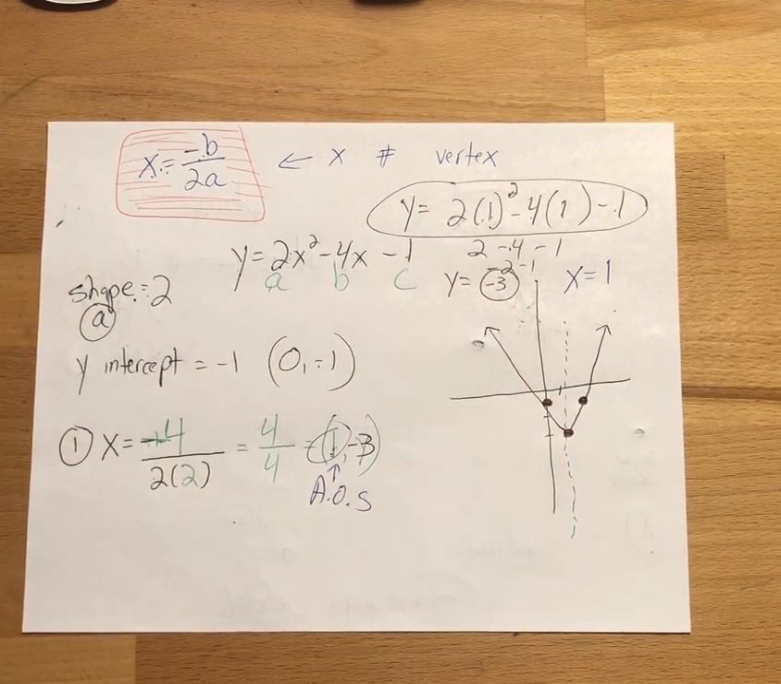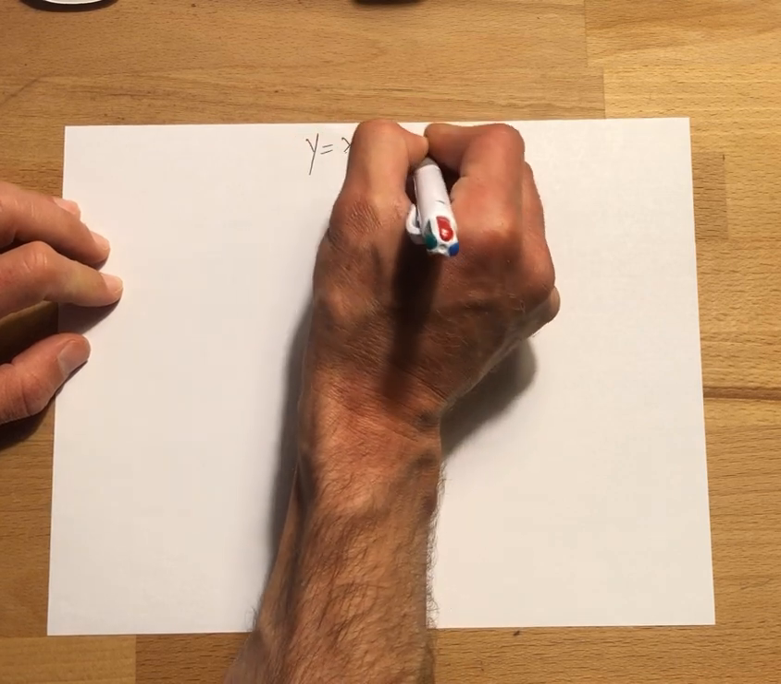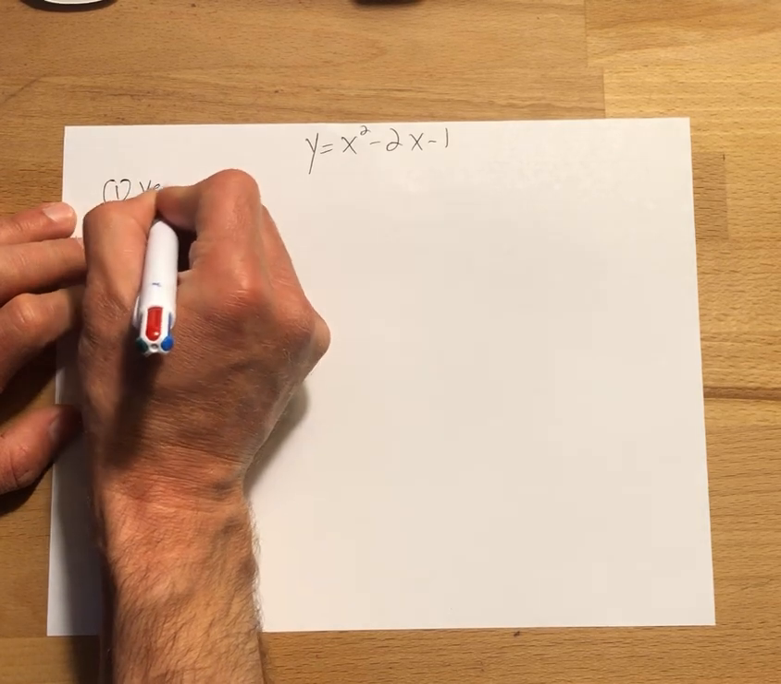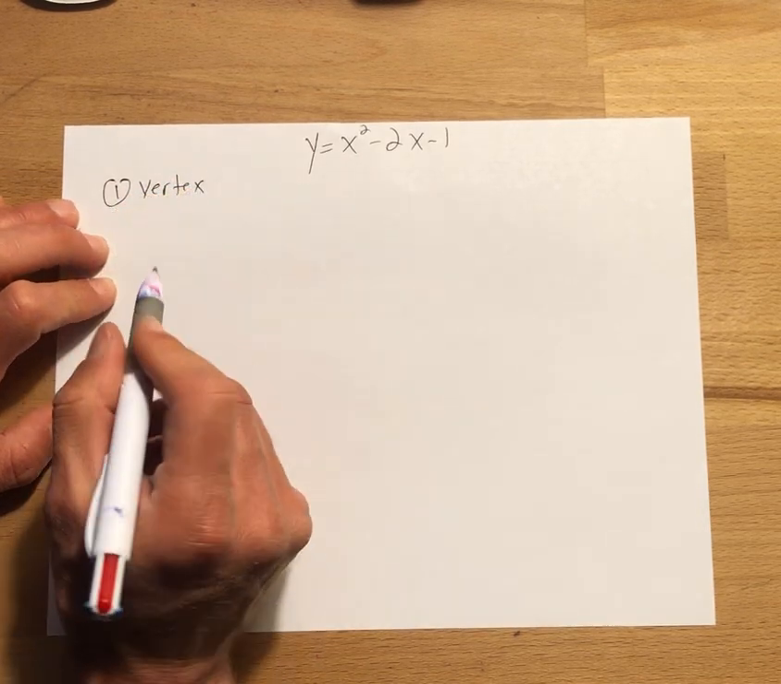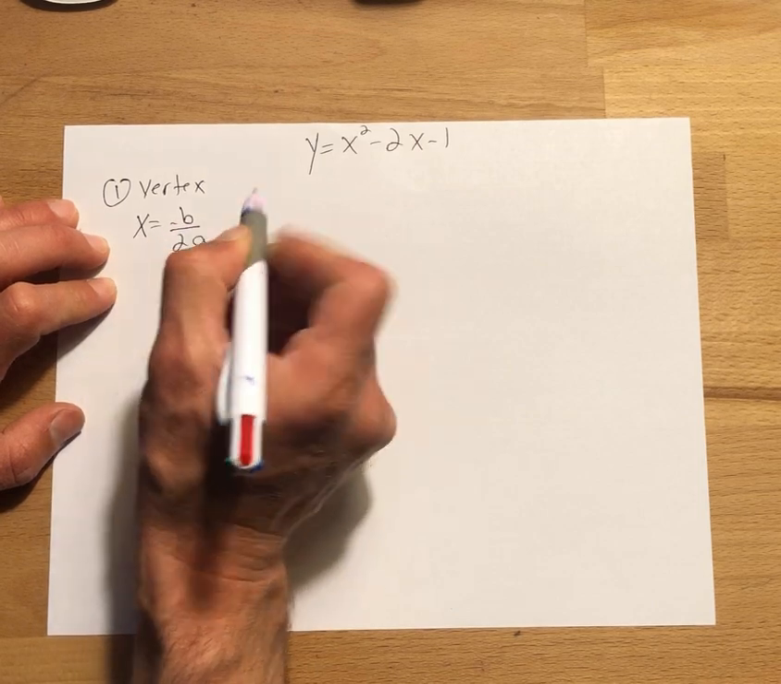I give you a couple more examples to try. And we're going to try these examples. The next example, I say y equals x squared minus 2x minus 1. Number 1, we got to find my vertex. And remember, it's x equals negative b over 2 times a.